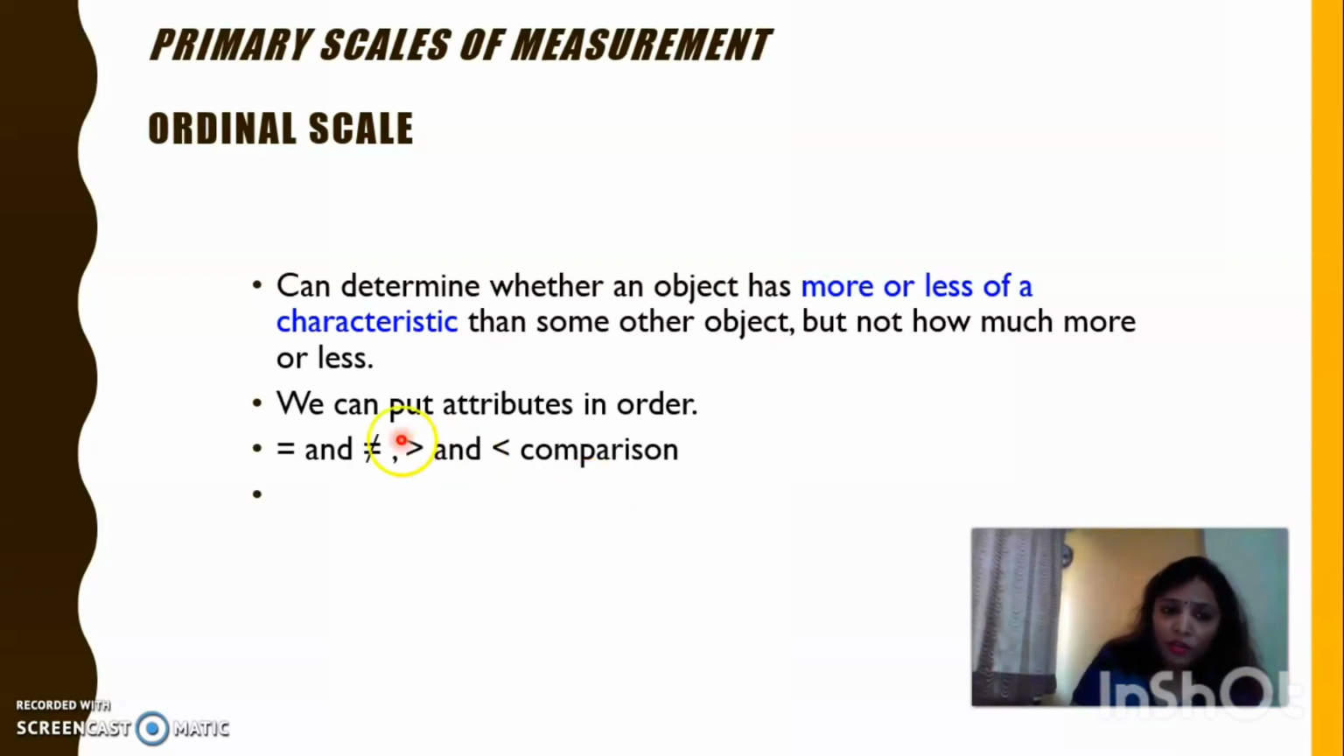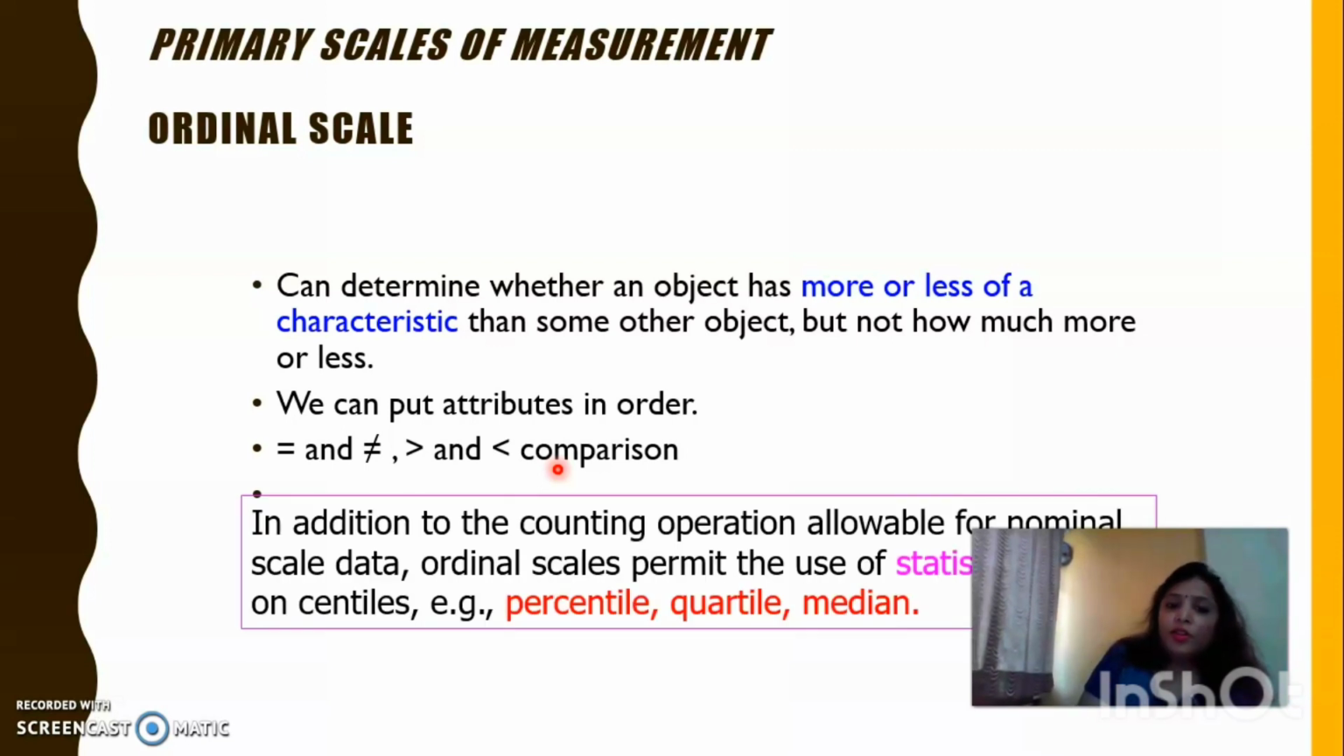So what kind of operations can we do? Equal to and not equal to. Obviously, the less sweet apples are different from the more sweet apples, and greater than and less than comparison. Why greater than and less than comparison? Because one of the apples is sweeter, so it possesses more of the characteristic. What is the characteristic? Sweetness, right? So in the questions which are asked on ordinal scale, we can perform obviously the counting as well as median, quartile or percentiles.